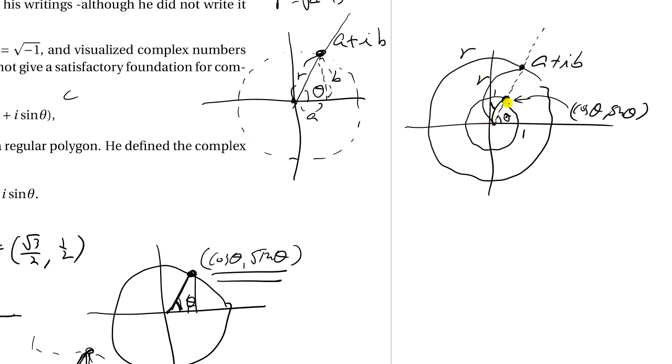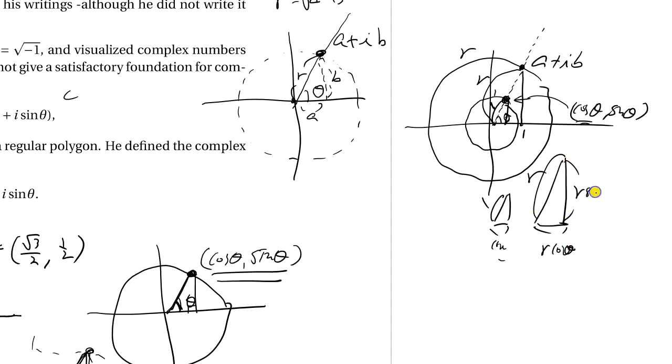So we are going to get similar triangles, right? The small one and the large one. The ratio is 1 to r. So this one was cosine theta. Then this one must be r times cosine theta, right? And that one must be r sine theta, which means a is r cosine theta and b is r sine theta.